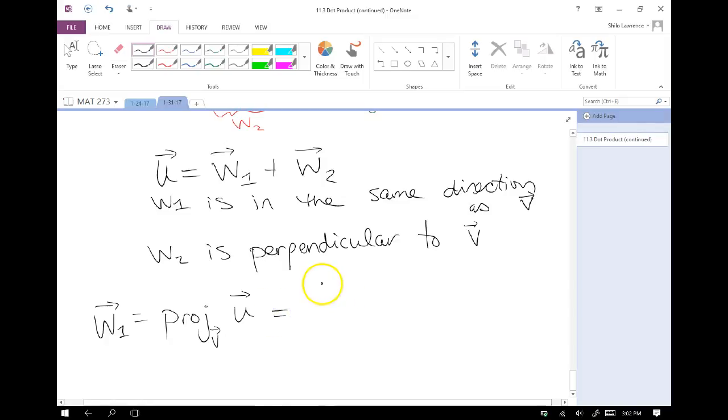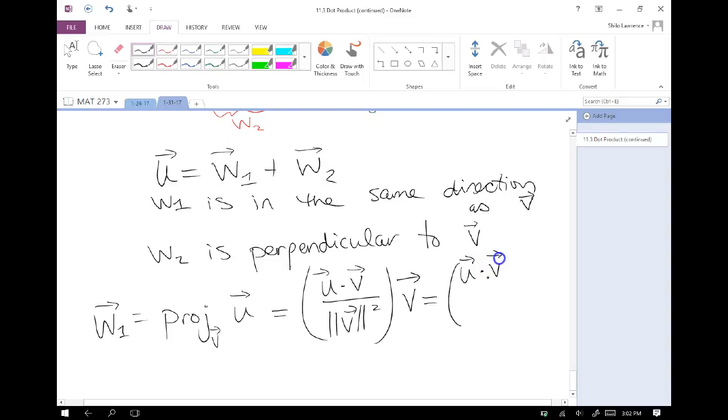And the way that we calculate that is U dot V over magnitude of V squared times vector V. And we can actually rewrite this a second way. We could say this is U dot V over magnitude of V multiplied by V over magnitude of V.